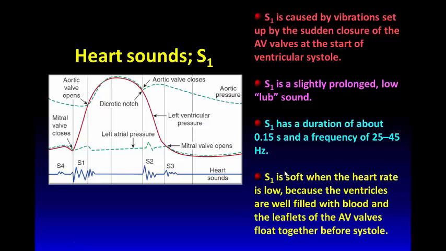At slow heart rates, the first heart sound becomes soft. This is because with slow heart rates, the ventricles would have longer time to get filled with blood, and the leaflets of the atrioventricular valves, the mitral and the tricuspid valves, float together before systole, and hence when they close at the beginning of ventricular systole, the sound which their closure produces becomes softer than the case with the normal heart rate.